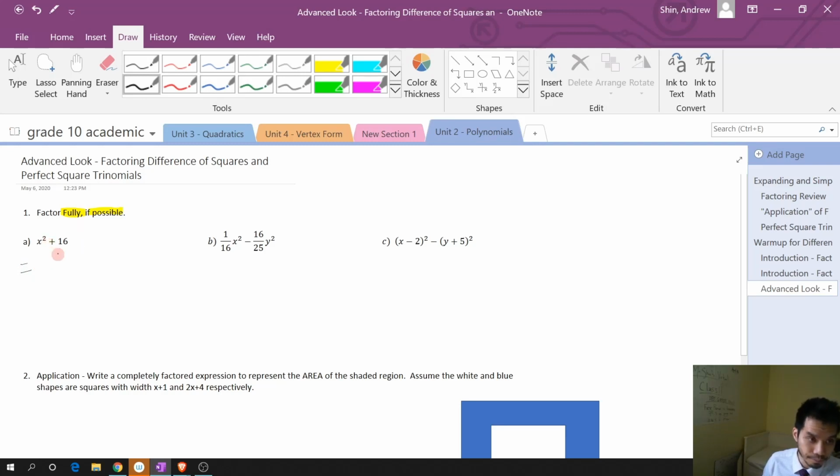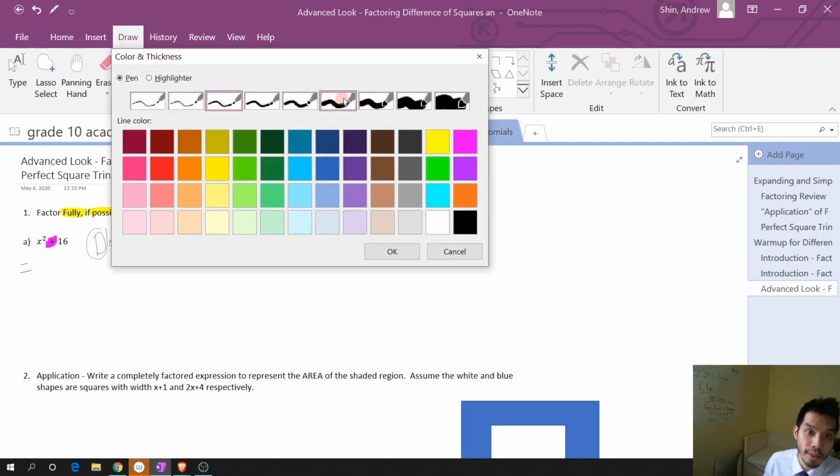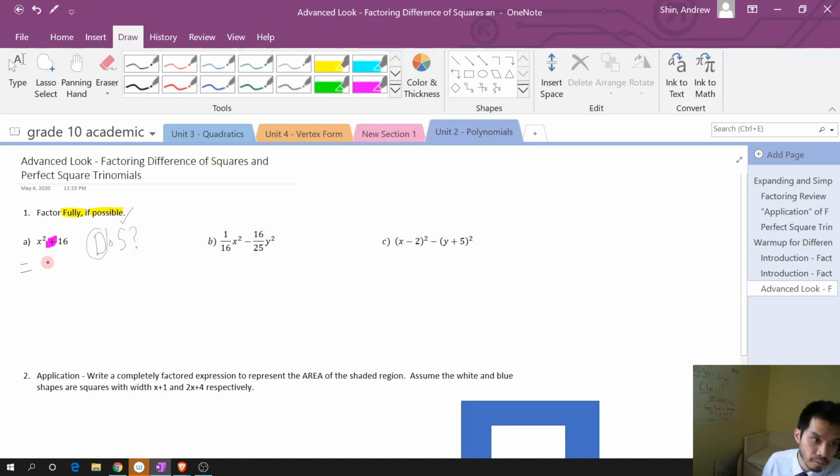X squared plus 16. Again, this looks like two terms, and both terms are perfect squares. So to me, a difference of squares comes to mind. It satisfies the fact that they're perfect squares, and it satisfies the fact that there's only two terms. But is it a difference of squares? Right here, this is not a difference. This is a sum of two squares. That means we cannot. Going by the definition, not possible.